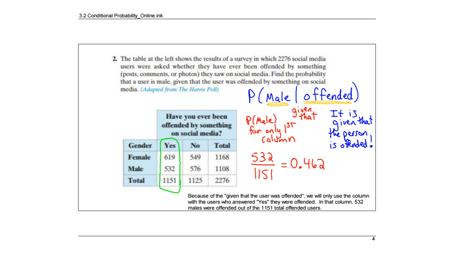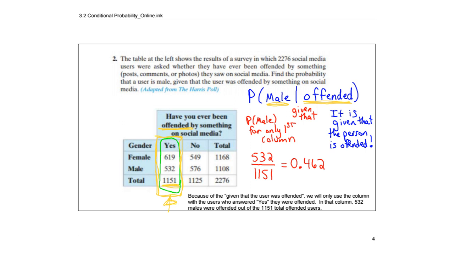Okay, so we want the probability that the user is a male given that they were offended. I know that I'm only going to use the data for someone who's been offended. So that would be this column right here. I don't care about any of the rest of the columns. I only care about the people who were offended. Okay, so this is really important. You have to start with the given that and then work backwards.